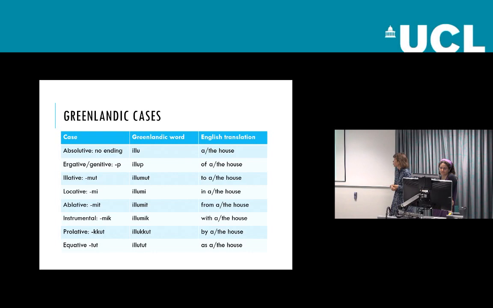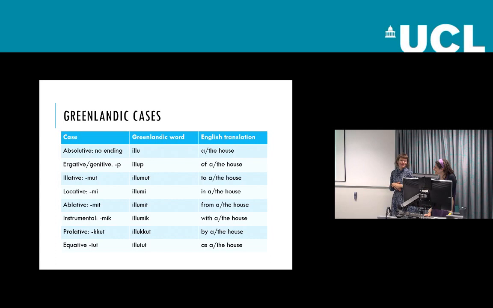This is not too bad. The instrumental means like with the house or with the band or by car, and the prolative is by a house or via the house. You go somewhere via the house. And equative is as a house. So I use this, I don't know, as a room at my house or something, that kind of sentence.